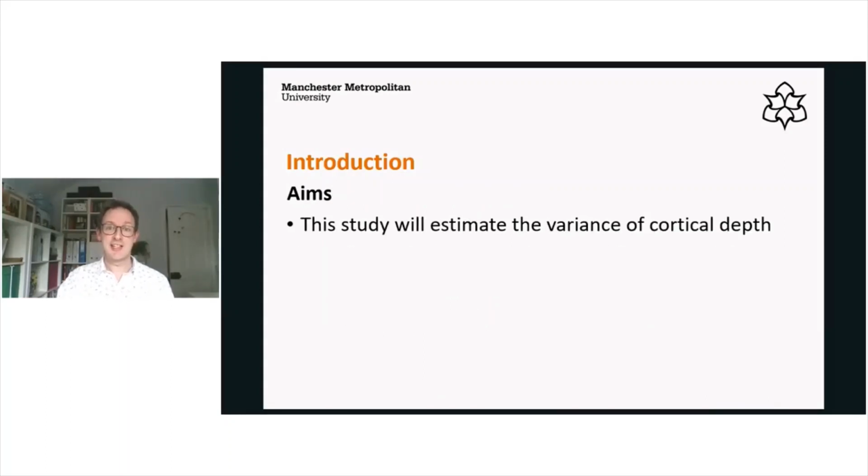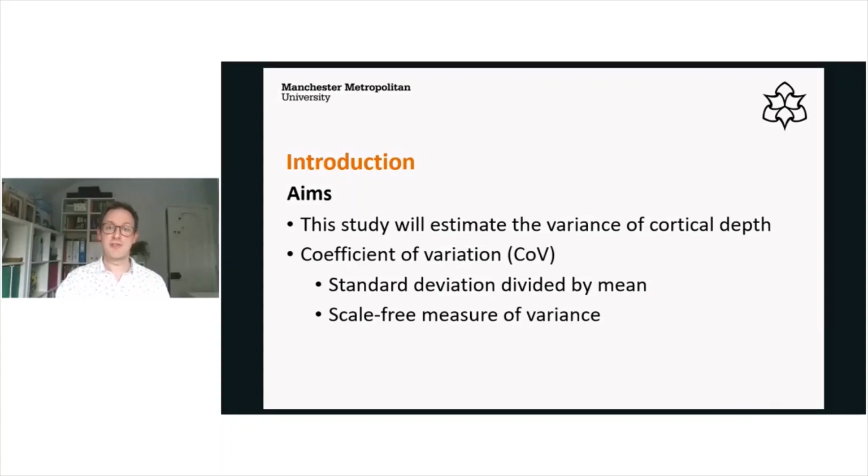My interest here is actually in the variance of cortical depth. And in fact, not just variance, but the coefficient of variation. The coefficient of variation is the standard deviation divided by the mean, and it's scale free. For most distributions, the standard deviation or the variance should increase as the mean increases. That's not true for the coefficient of variation. So that allows us to take out the effect of different depths of cortex and replace that with a scale-free measure.